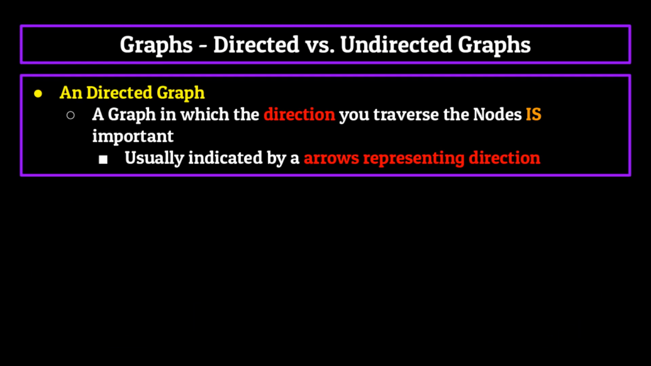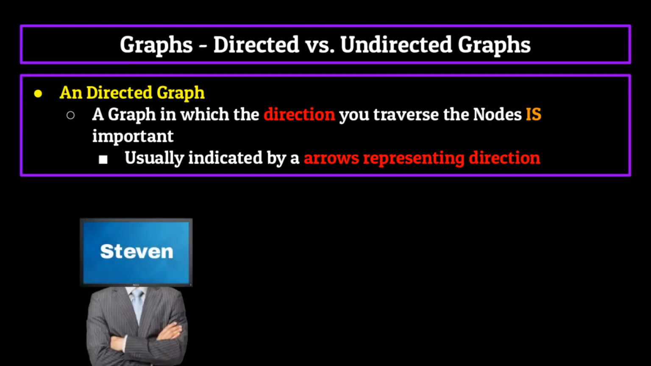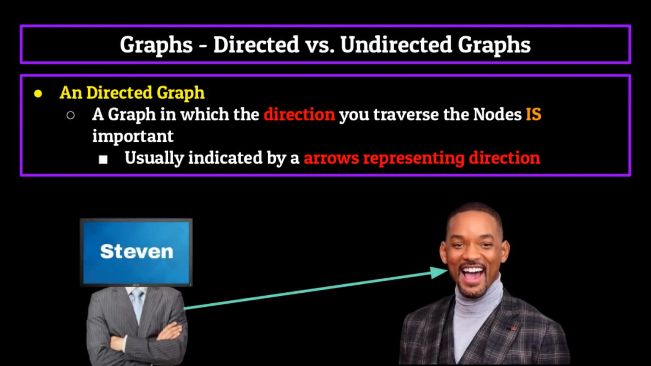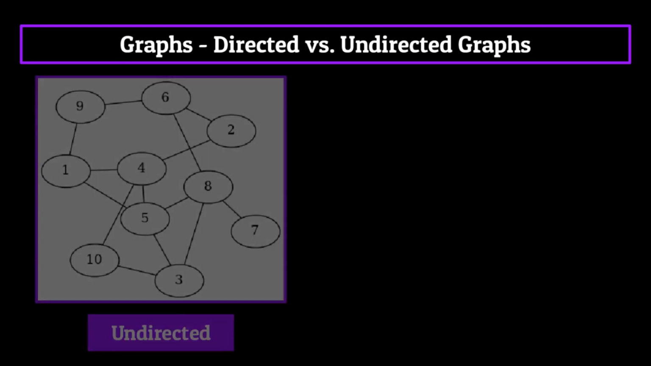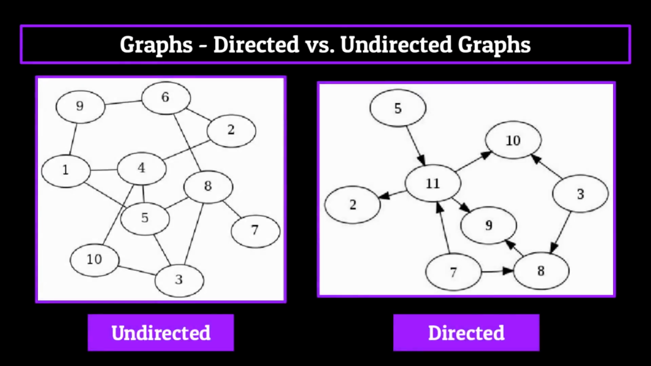A good way to visualize directed graphs is by thinking of them as a network of friends on Instagram. Sure, I can follow famous celebrity Will Smith, but the odds that he follows me back, fairly low. And so in that case, the relationship only goes one way. Undirected and directed graphs both have their uses, as we discussed with the social media example. Both provide different functionality which will be useful to you in your computer science journey.